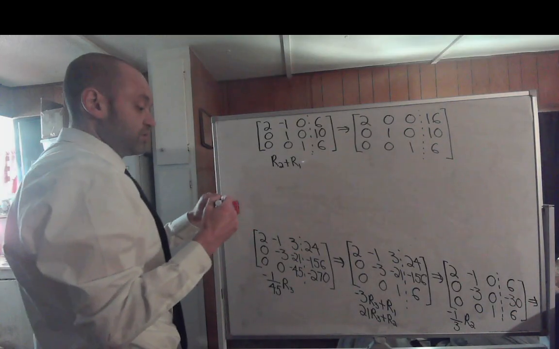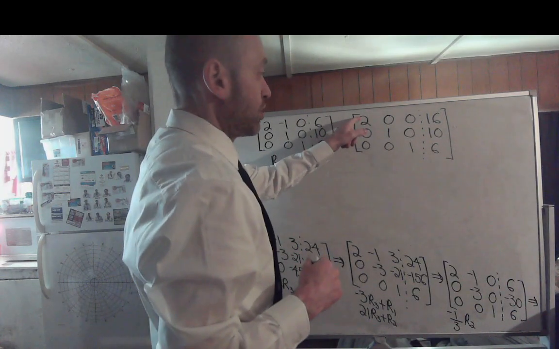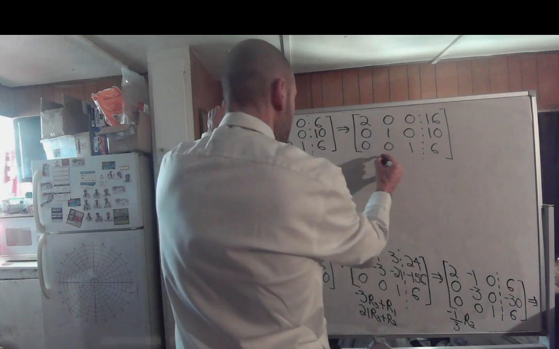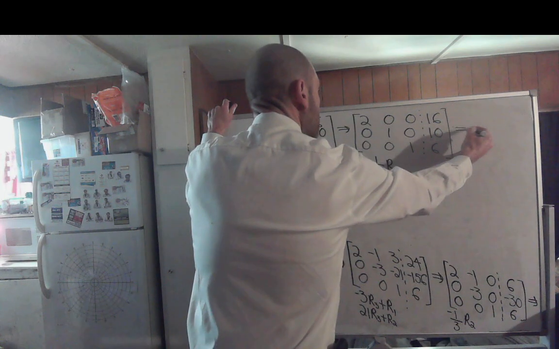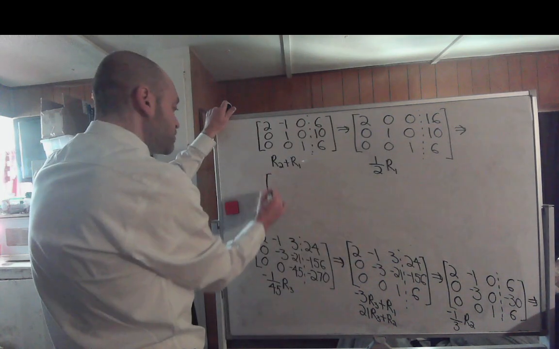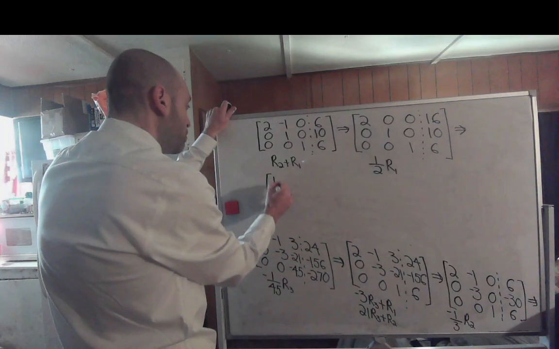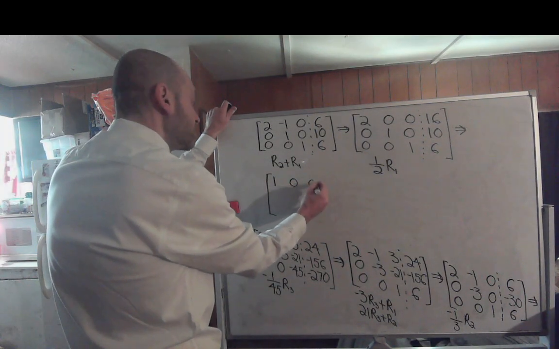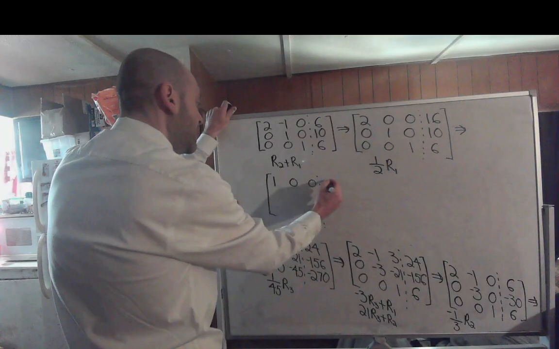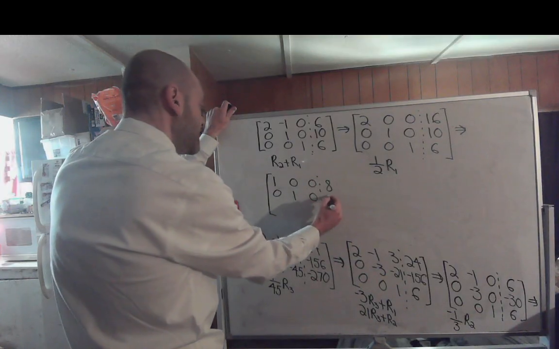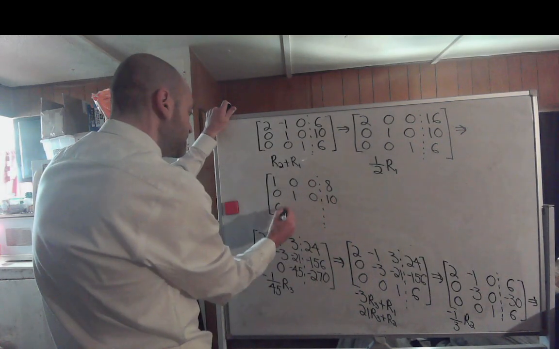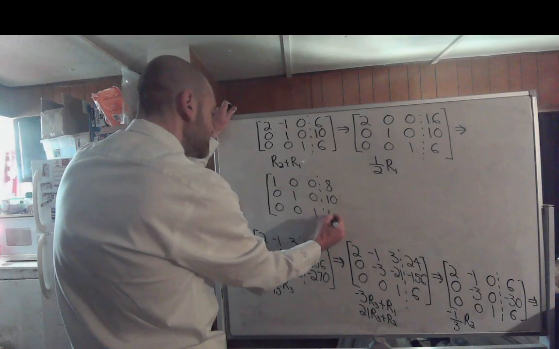All that's left to do now is make my leading digit of row 1 a 1. I just take half of row 1, I can do that. So let's apply that transformation. You'll end up getting 1, 0, 0, and 8; 0, 1, 0, 10; 0, 0, 1, and 16.